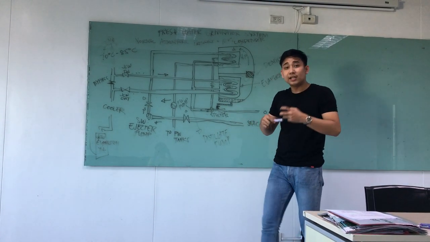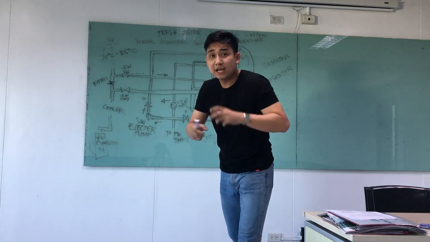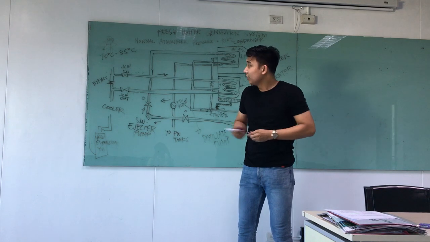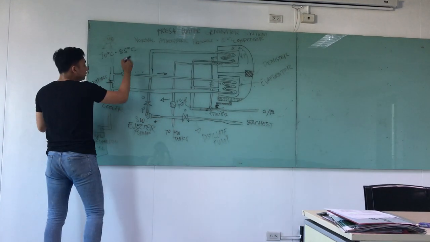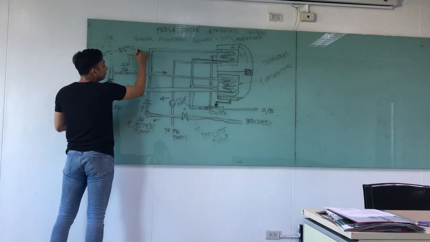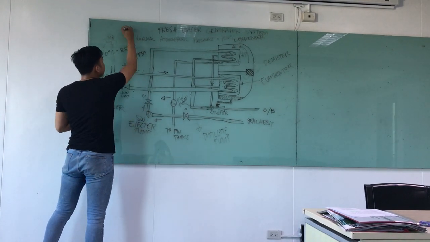How will you check the salinity content? Salinity content means the salt content, the saltiness of the water. If it is still salty, in some ships the limit is only 10 ppm. 10 ppm means parts per million.